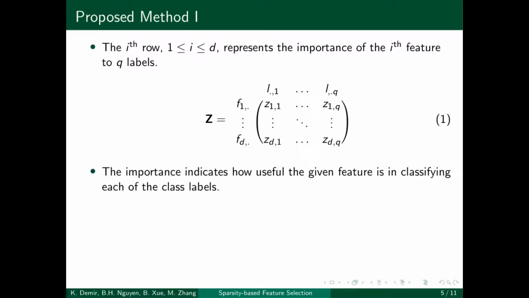Solutions in the proposed method are represented by a matrix containing feature-to-label correlations. Here, each row represents the importance of the ith feature to q total different labels. In addition, the importance indicates how useful the given feature is at classifying each of the class labels simultaneously.